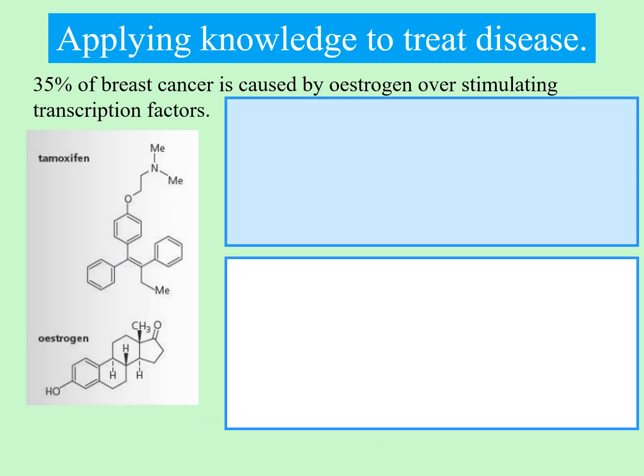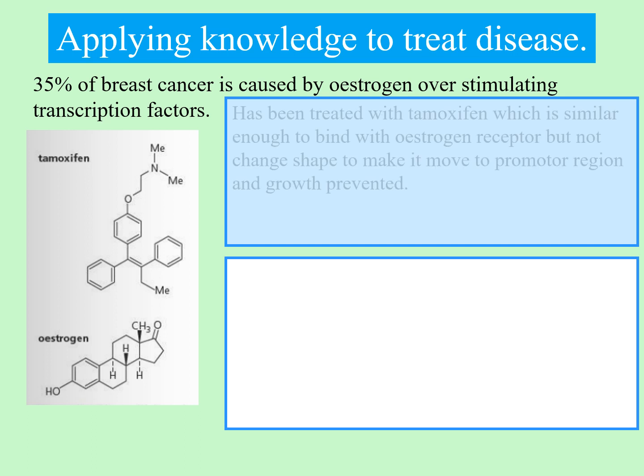We can use our knowledge of transcription factors to treat potentially diseases. And one of the key types of disease that is linked to estrogen levels is breast cancer. So 35% of breast cancers are caused by estrogen overstimulating transcription factors, that then leads to uncontrolled cell division.